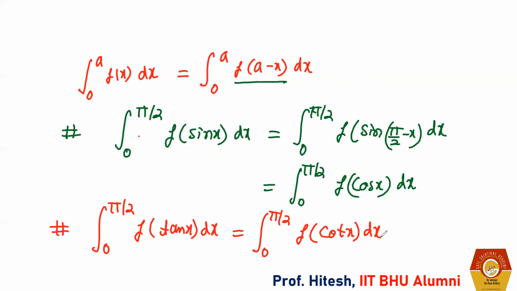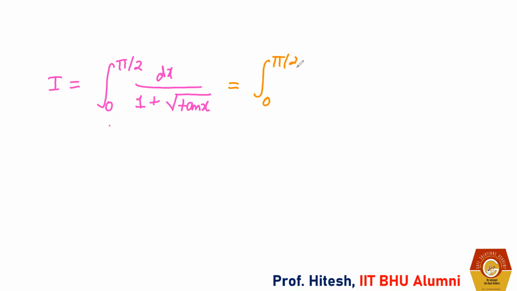Very easy. Just write it down. So now the question is, find out I is equal to the integration from 0 to pi upon 2 of dx upon 1 plus under root tan x. 1 plus under root tan x. So let me solve. 0 to pi upon 2.